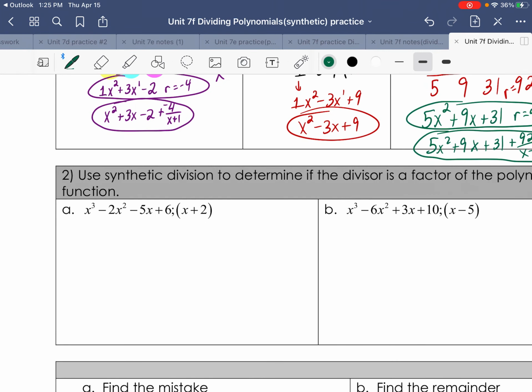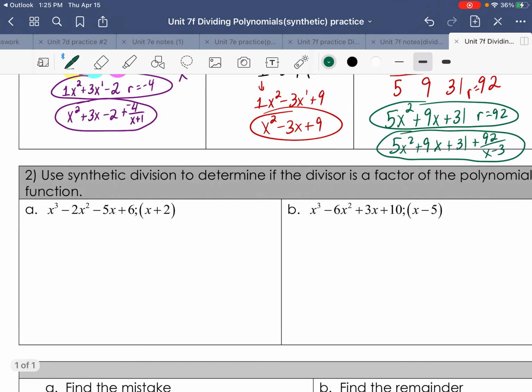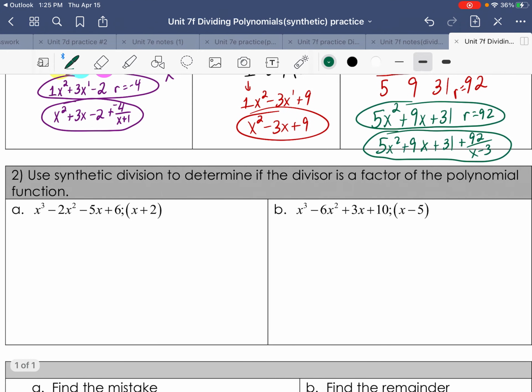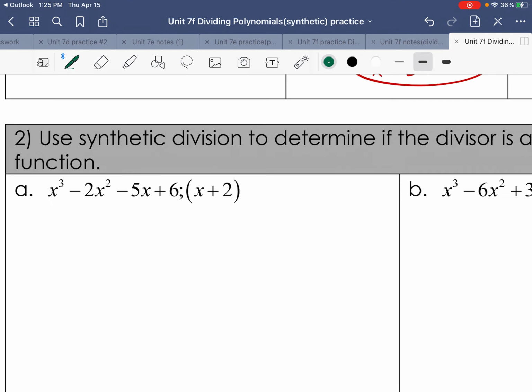All right, so number 2, use synthetic division to determine if the divisor is a factor of the polynomial. So we have exponents going 3, 2, 1, good, 0, perfect. Looking at our coefficients, 1, -2, -2, -5, and 6. What we're dividing by is going to be -2, the opposite of x plus 2.